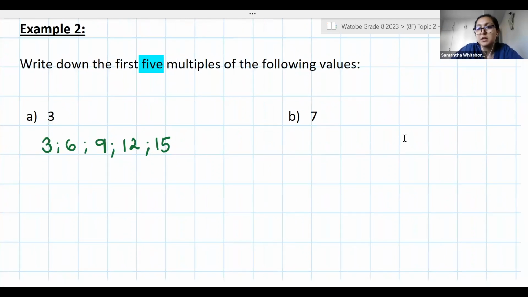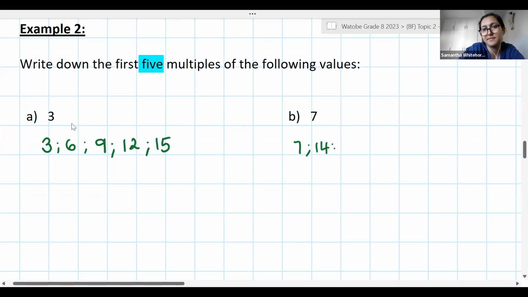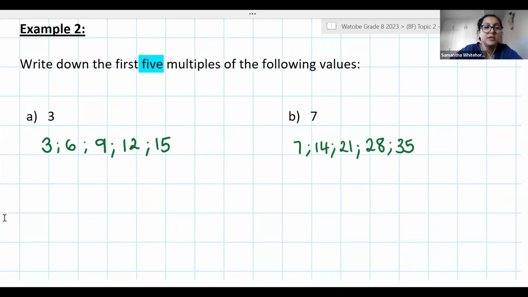Let's have a think about the multiples of 7, and I see lots of hands here. So Vamandla, do you want to try 7? Yes, ma'am. Okay. It's 7, 14, 21, good, 28, good, and 35. Excellent. Well done. So guys, our first 5 multiples of 7: 7, 14, 21, 28, 35.